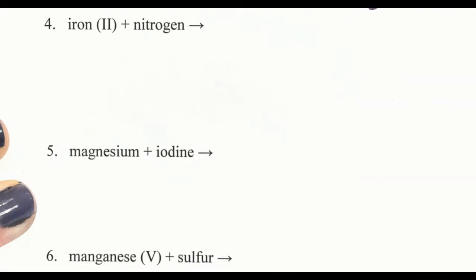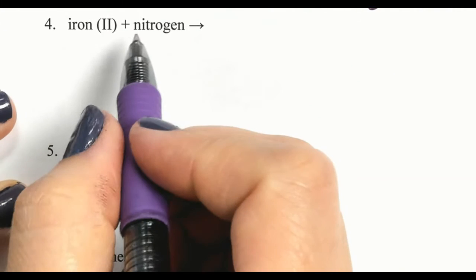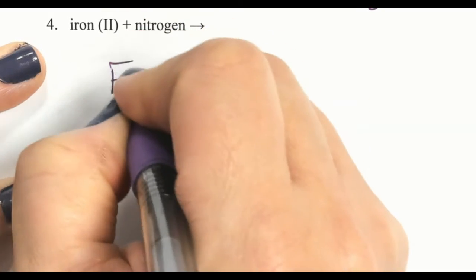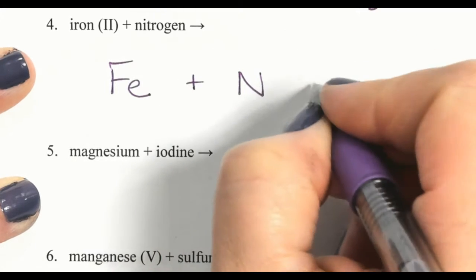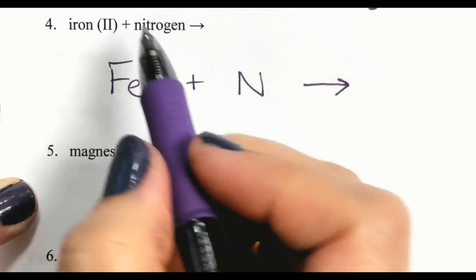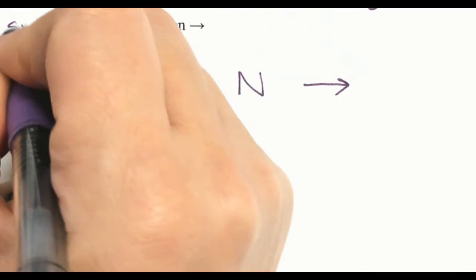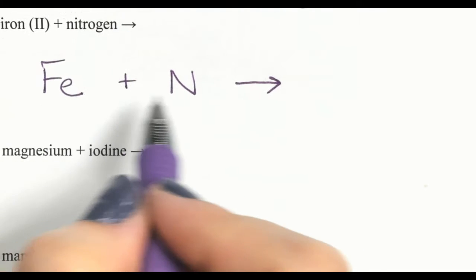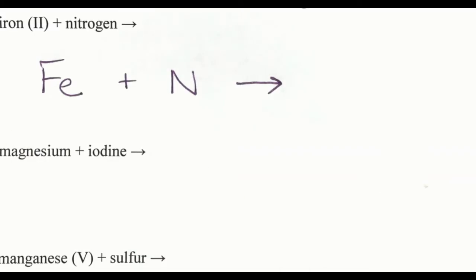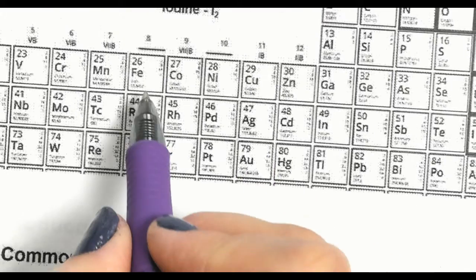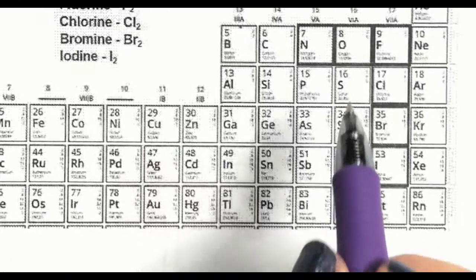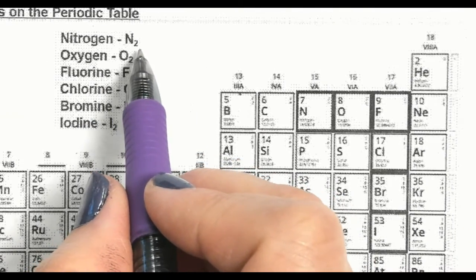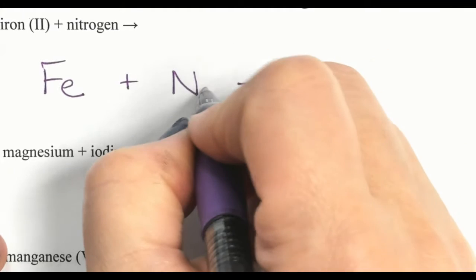Number 4 is iron(II) and nitrogen. Again, at the moment, it doesn't matter that this is iron Roman numeral 2. We're just going to write Fe for iron plus N for nitrogen and draw our yield sign. This is an element plus an element, so this is a synthesis reaction. So I need to check to see if either of these are diatomic. So I go to my periodic table, and iron is not a diatomic, but nitrogen is one of my diatomics, so it should be written with a subscript of 2. So I'm going to put a little 2 here.